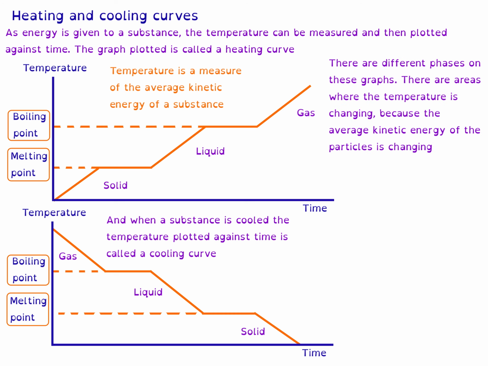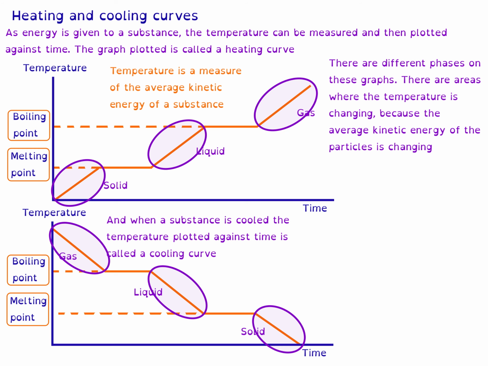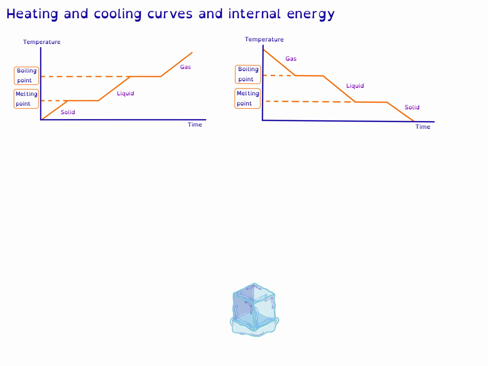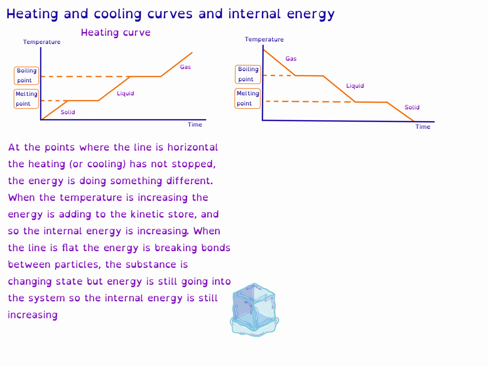There are different phases on these graphs. There are areas where the temperature is changing because the average kinetic energy of the particles is changing. And there are areas where the temperature is not changing. This is where there is a change in state. The energy change in the system is breaking or making the intermolecular bonds between the particles. At the points where the line is horizontal, the heating has not stopped.